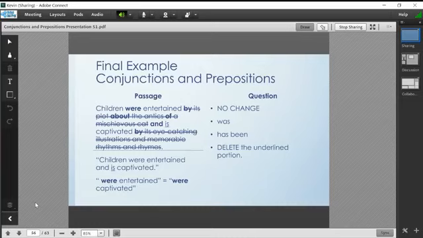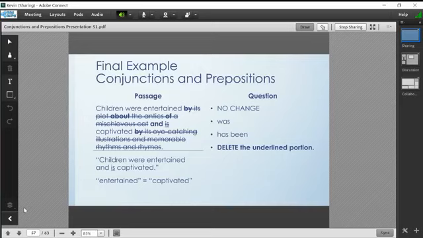That would match up. Unfortunately, that's not one of the answer choices, so you always have to go with what they give you. In this case, by getting rid of the "were" and getting rid of the "is," then "entertained" is going to match up with "captivated." That gives me the parallel structure that I'm looking for, and the tense is going to be perfect.